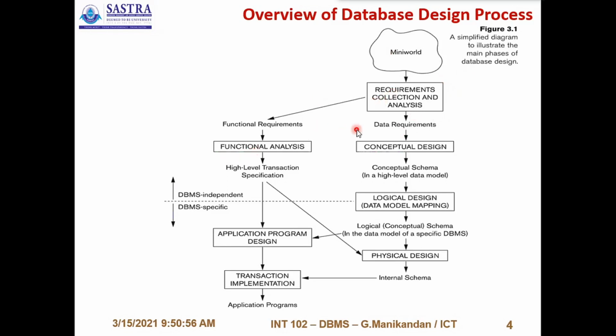In parallel, you are going to identify the various functional requirements. We are going to identify various application programs, what the various application programs are, and how they are going to interact with your database. Once your requirement is finalized, what is the next step? The next step is the conceptual design. You are going to represent your requirement using a high level data model called the conceptual model.